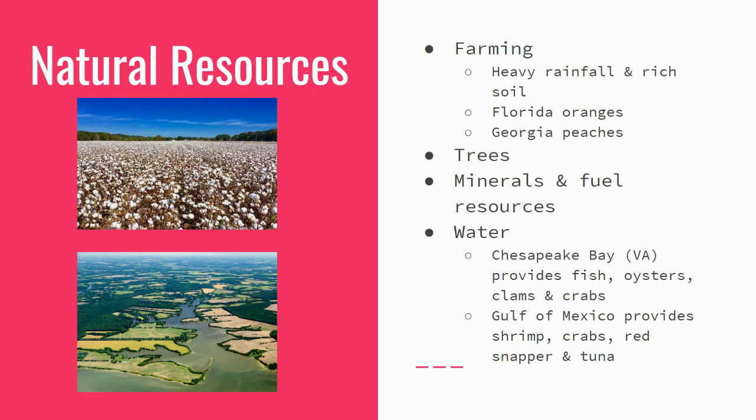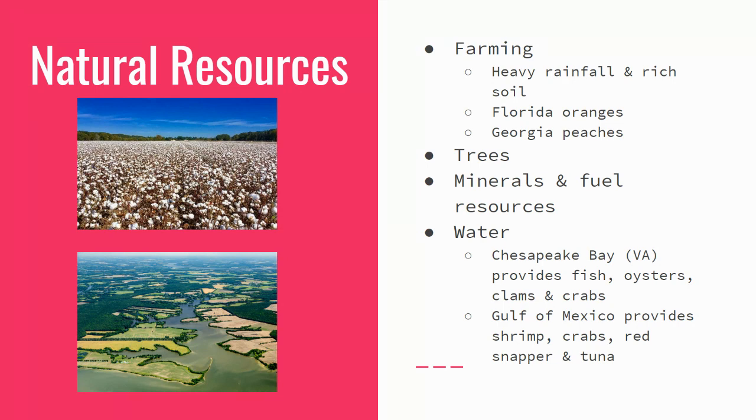Natural resources are abundant in the Southeast region. Farming is a huge natural resource that many people depend on in this region. Major crops grown in this region include cotton, soybeans, rice, peanuts, vegetables, and tobacco. The fertile soil and warm climate allow for farmers to grow their crops year-round.